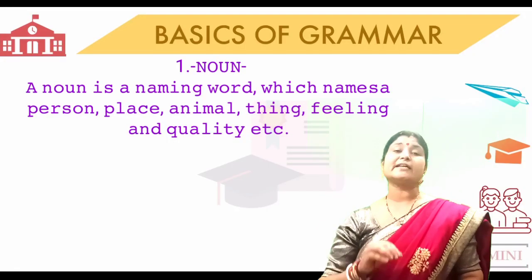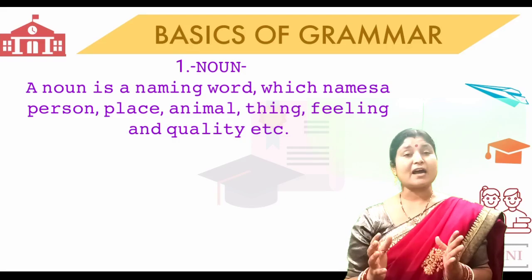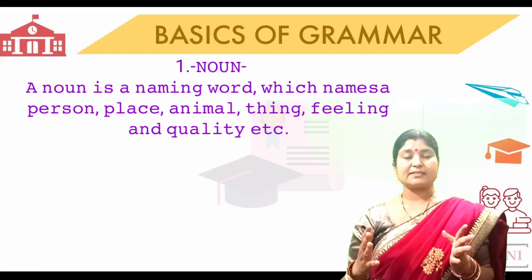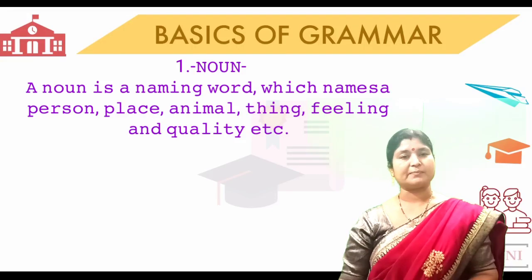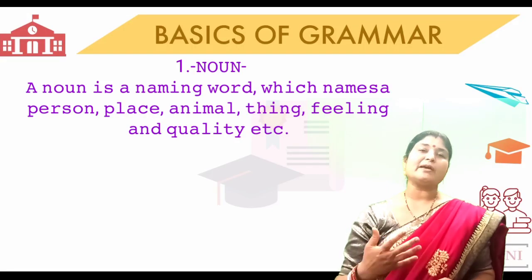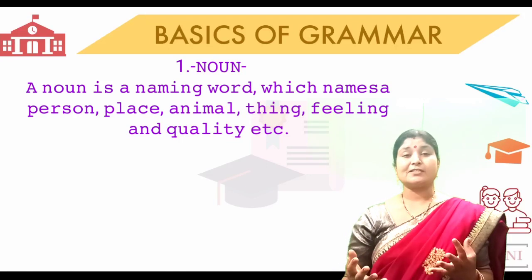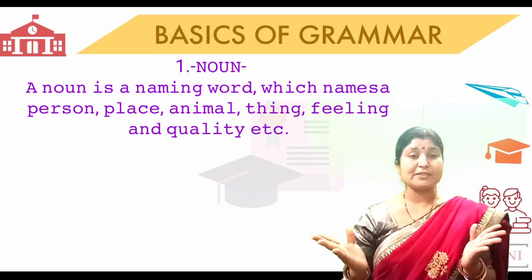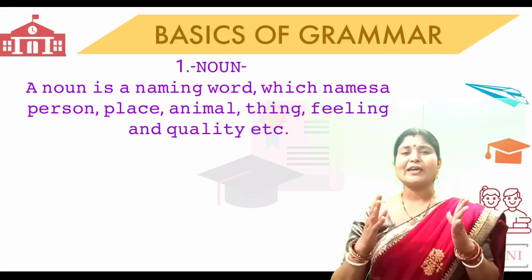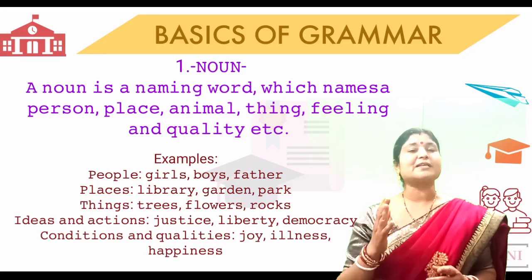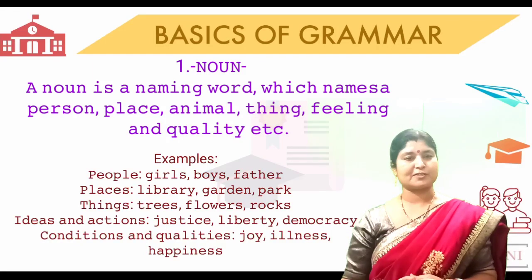A noun is a naming word that describes a person, place, animal, things, feelings and quality. We can also name those things that can be seen or touched, as well as those things that cannot be seen or touched. So we can see nouns are present in 99% of sentences in the English language.